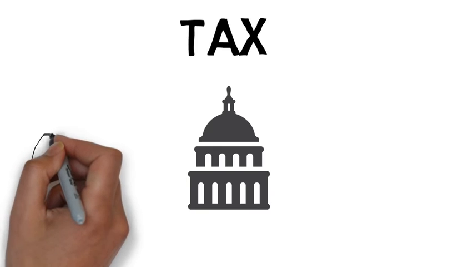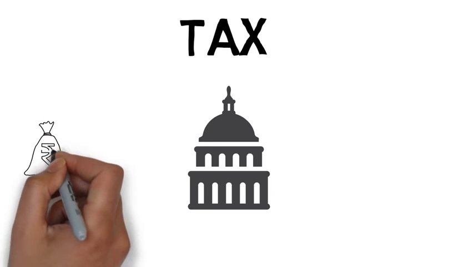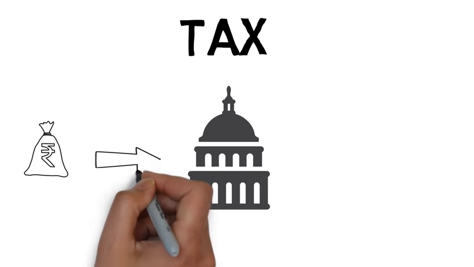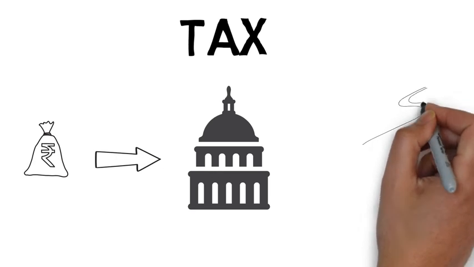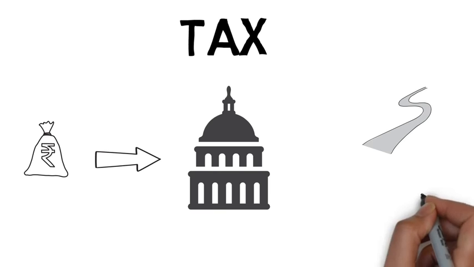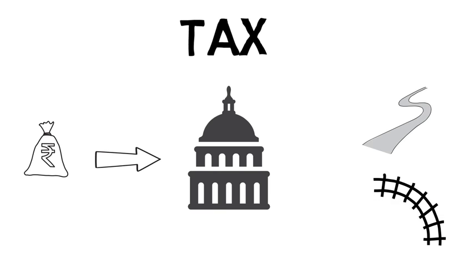Tax is the money which is paid to the government. It is imposed on your income, business profit, cost of goods and services, and transactions, so that the government can use this money in public interest and to pay off the national debts.